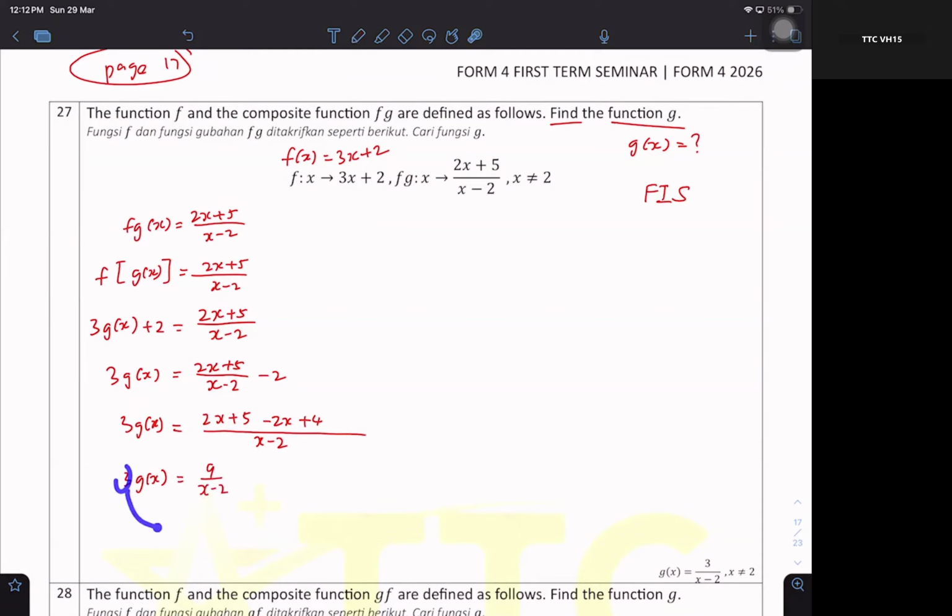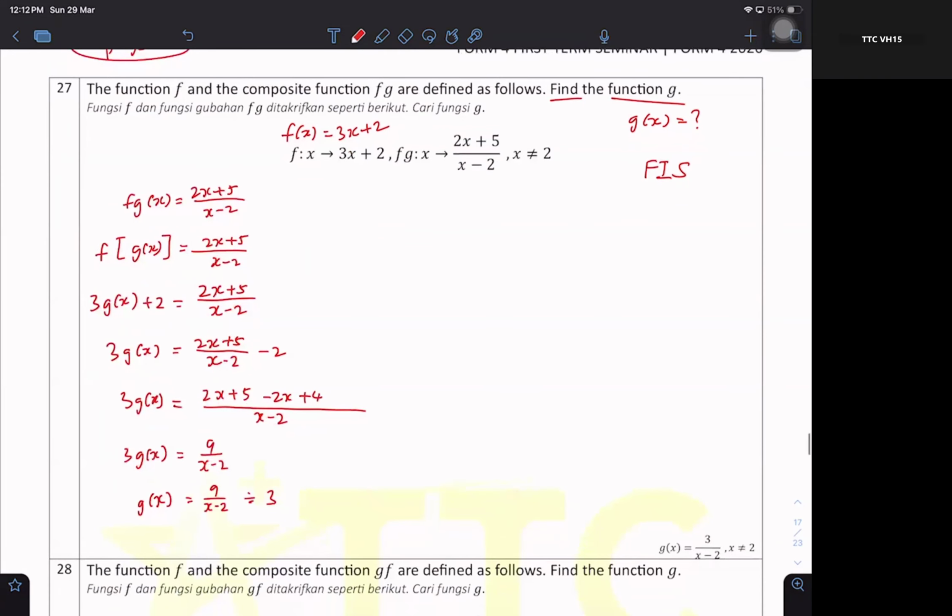Then times 3, bring over, divide 3. Divide becomes times, you flip it, right? This is what we learn in primary school. Divide becomes times, you flip. Times 1 over 3. 9 over 3 is 3. So the answer is 3 over x minus 2. Understand?